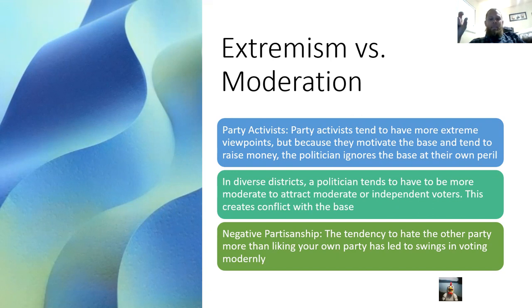Okay, cool. And then there's negative partisanship, which is the tendency to hate the other party more than liking your own, which has led to swings in voting in modern times. In other words, there were plenty of people who voted for Donald Trump who simply hated Hillary Clinton, or simply hated the Democratic Party. They might not have loved the Republican Party. They might not have loved or even liked Trump, but they hated Democrats or the party. Hopefully they don't hate the individuals, but they did hate where Hillary Clinton stood, or they doubted she could be much of a leader.